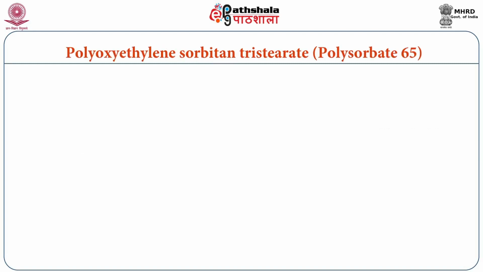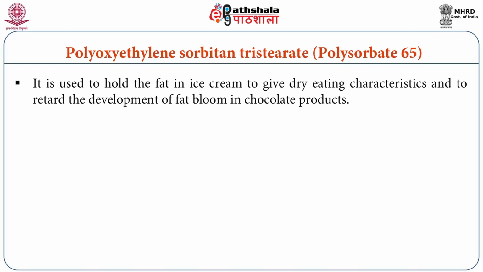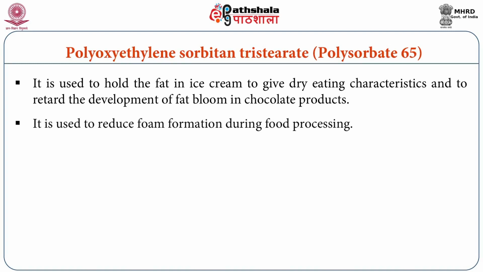Another ingredient is polyoxyethylene sorbitan tristearate, that is generally known as Polysorbate 65. It is used to hold the fat in ice cream to give dry eating characteristics and to retard the development of fat bloom in chocolate products. Fat bloom is the most common defect in the chocolate industry. It is used to reduce foam forming during food processing. Polysorbate 65 has a waxy and somewhat bitter taste.